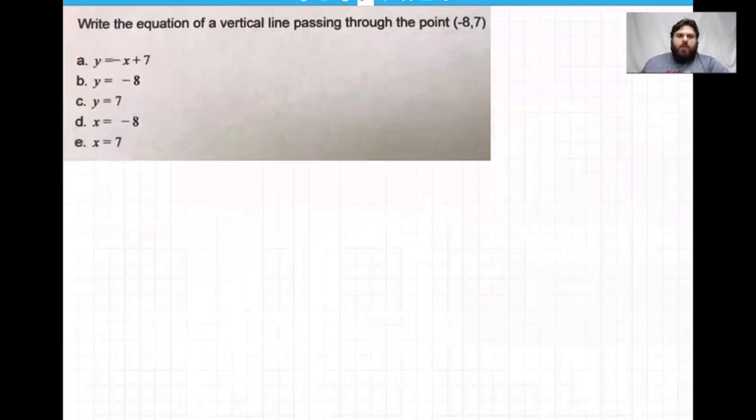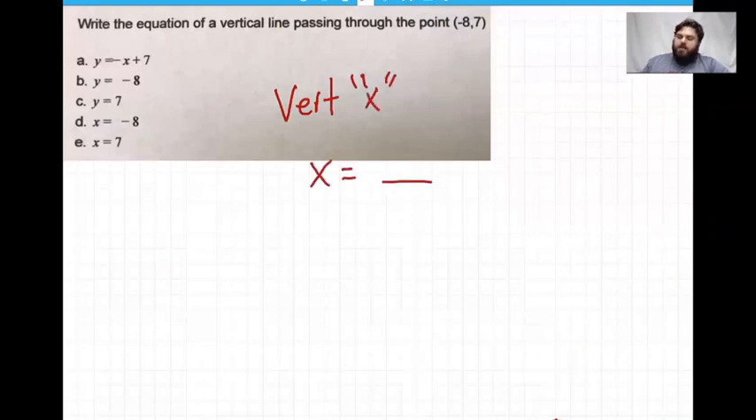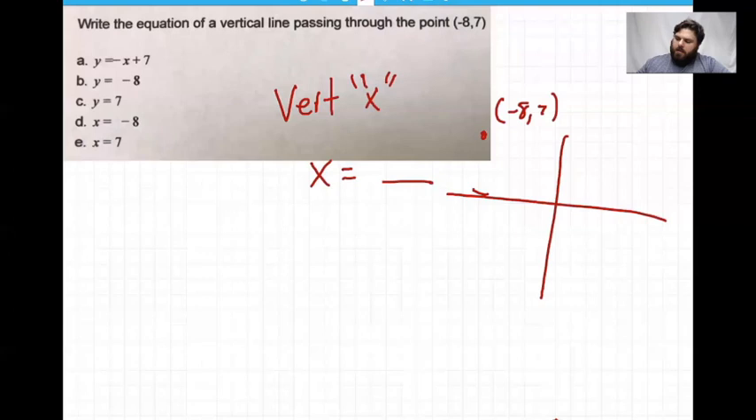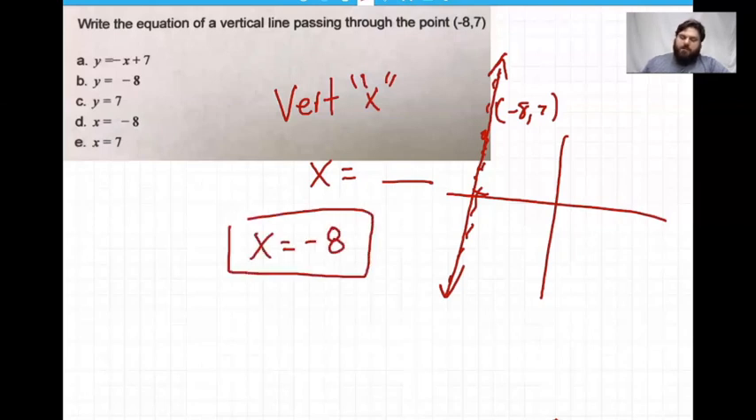All right, write the equation of a vertical line passing through the point -8, 7. All right, vertical lines are always x equals a number. So when you think about where -8, 7 is, it's right here. The vertical line passing through there has all points with the same x value. So we want to just say x equals -8 is the equation of that vertical line. Every single point on here has an x coordinate of -8. So the equation just has to say x equals -8. It doesn't matter what the y is. The only thing that matters is the x coordinate. So that means D is our correct choice.